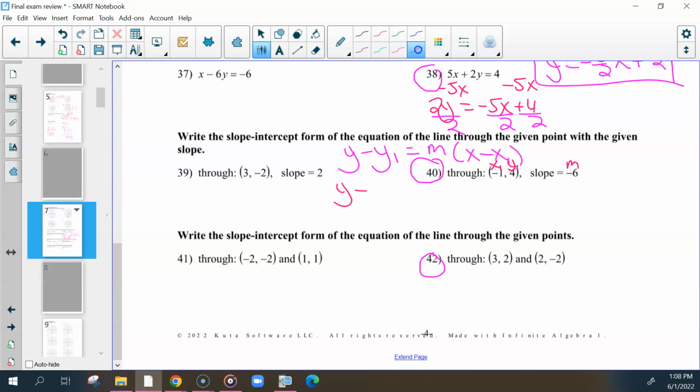So y minus our y1, which is 4. Our slope, or our m, is -6. X minus our x1, which is -1. You could change the minus a negative to a plus already. I'm going to do that next. We have y minus 4 equals -6, then in parentheses, x plus 1.